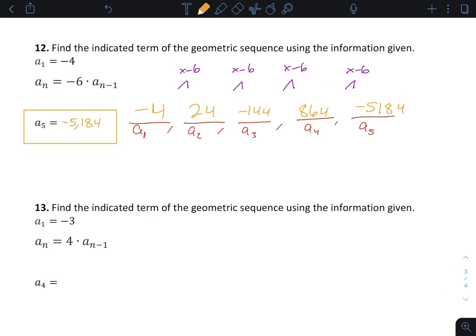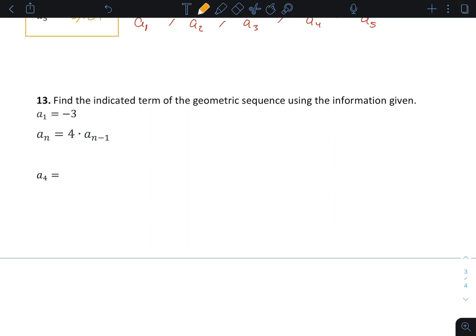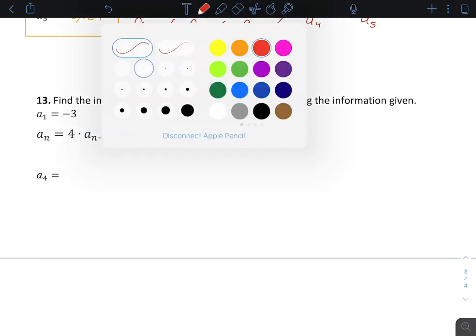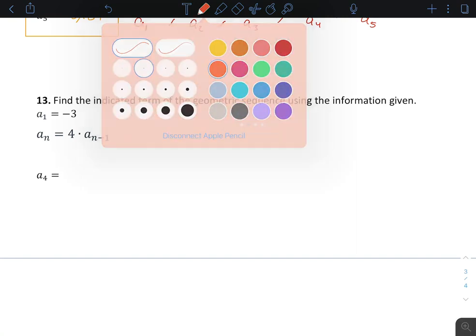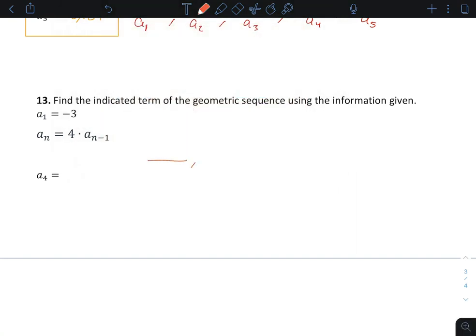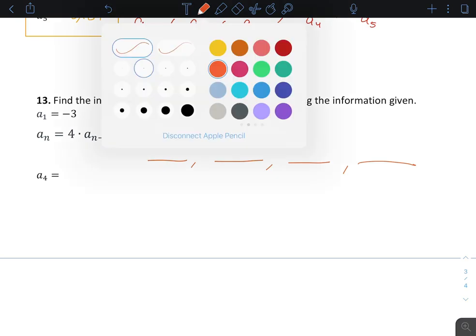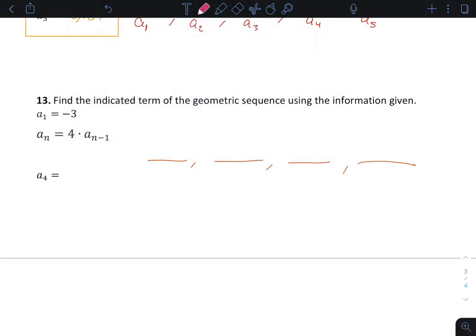And then finally, number 13. Probably a bad number to end on, but that's fine. With this, find the terms, and we have subscript notation, which is totally fine. Hopefully we're comfortable with it now. I want to find A sub 4. So start out, write your starting value: A sub 1, sub 2, 3, and 4.